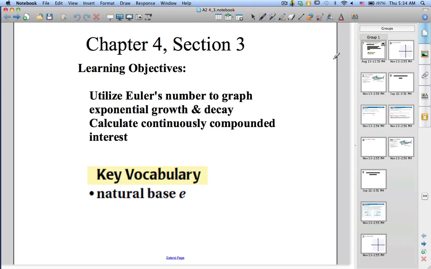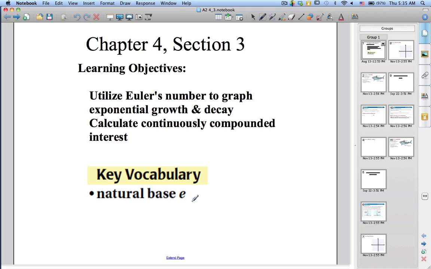In section 4.3, we're going to take what we learned in 4.1 and 4.2 about exponential growth and decay, and we're going to learn about a new constant, Euler's number. It's a number similar to pi, so it's a constant number, and it's represented by the letter e. And we're going to use Euler's number to graph exponential growth and decay, and also to calculate continuously compounded interest.